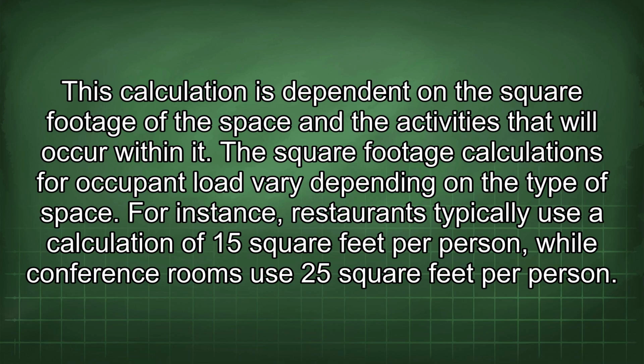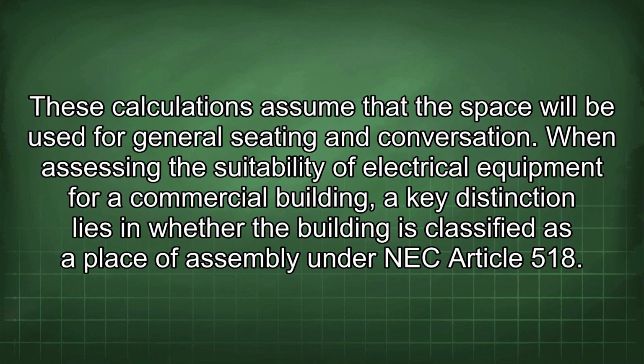The square footage calculations for occupant load vary depending on the type of space. For instance, restaurants typically use a calculation of 15 square feet per person, while conference rooms use 25 square feet per person. These calculations assume that the space will be used for general seating and conversation.